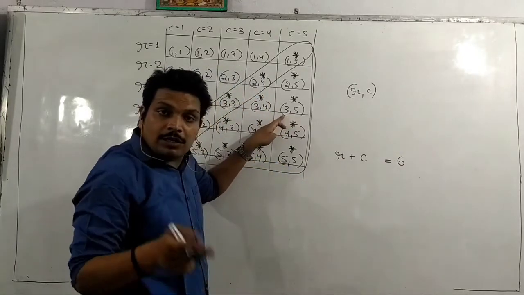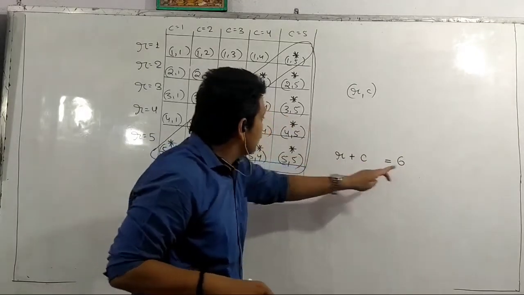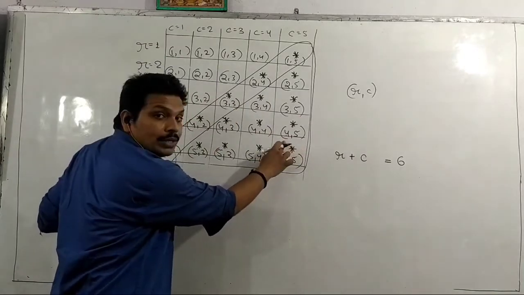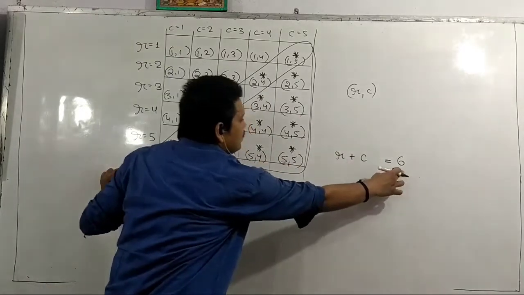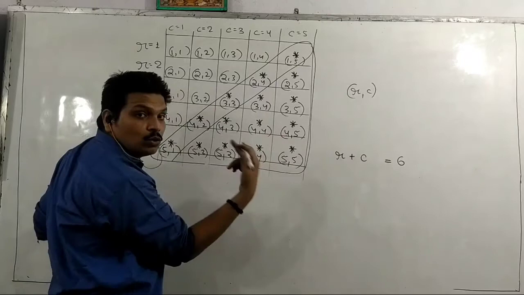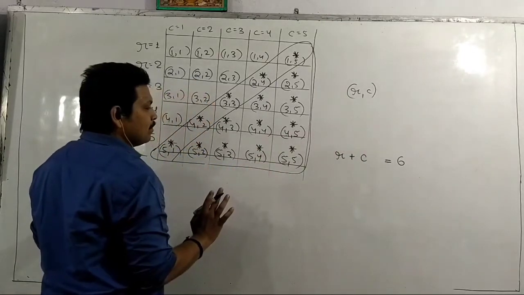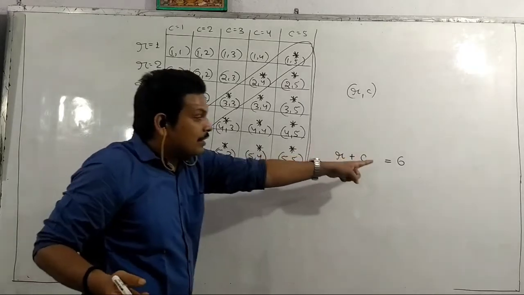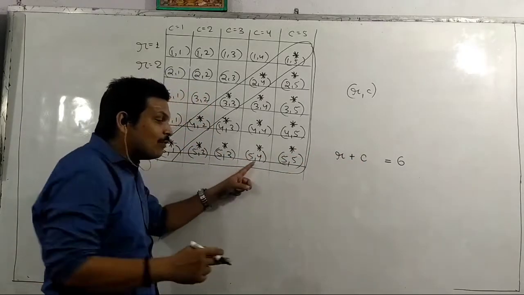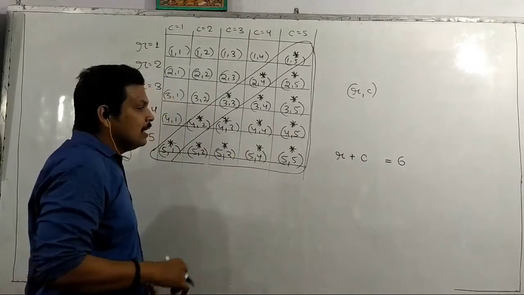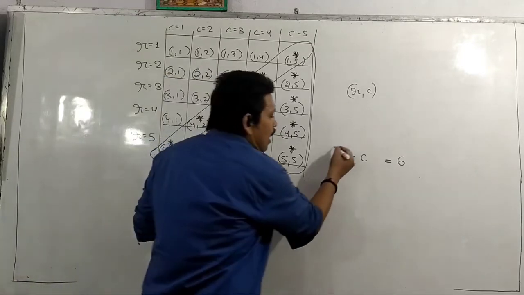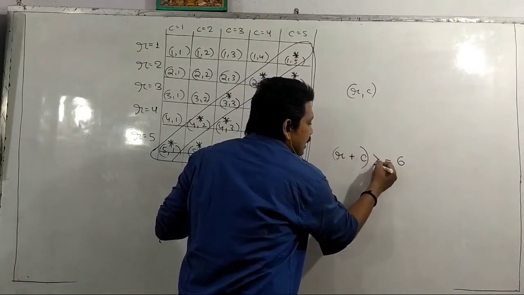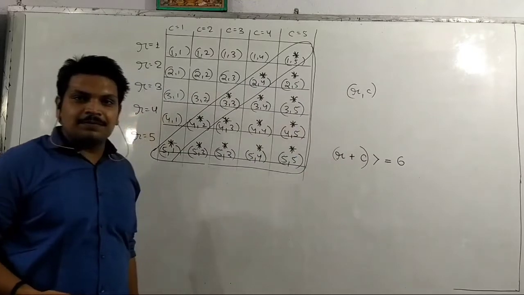5 plus 3 is equal to 8, which is greater than 6. 5 plus 4 is equal to 9, which is greater than 6. 4 plus 4 is equal to 8, which is greater than 6. 5 plus 5 is equal to 10, which is greater than 6. So can I write R plus C greater than equal to 6?